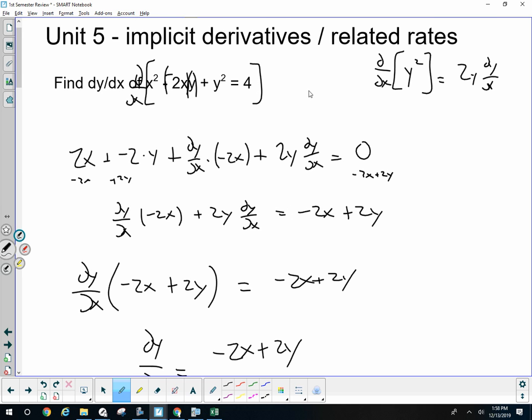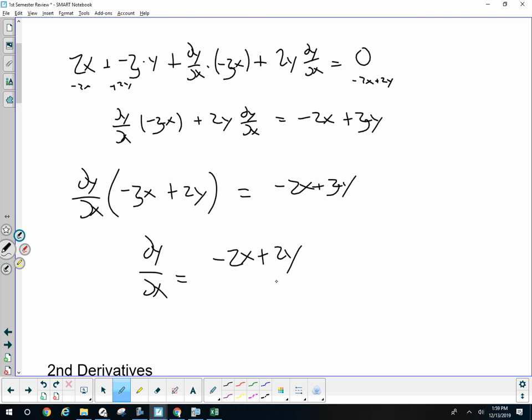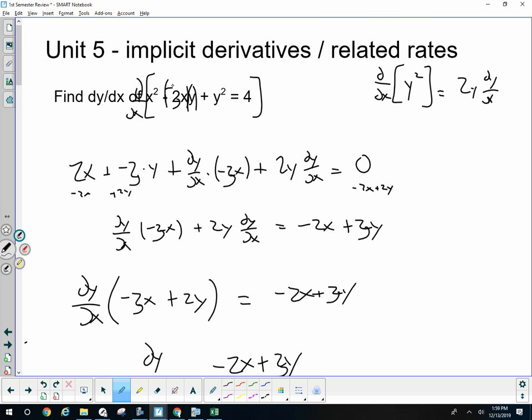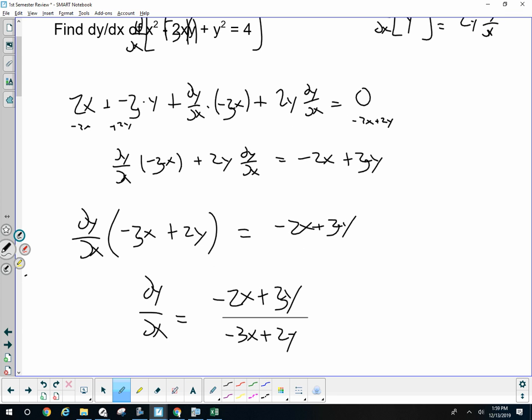Let's just change the number, that way it doesn't happen like this. Let's turn this to a 3. That stays as 2, that stays as 2. This is 3, this is 3. This is 3, this is 3. Okay. So 2x plus 3y over negative 3x plus 2y. Okay, now if we had a point that worked in here, we'd plug that point into here to find the tangent slope. Okay, it has to be a point, x's and y's.